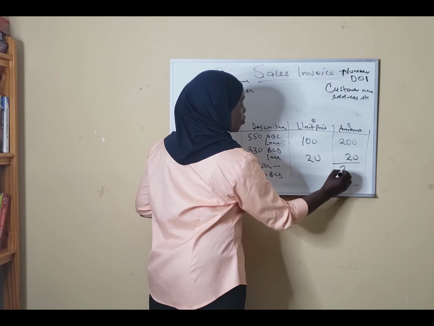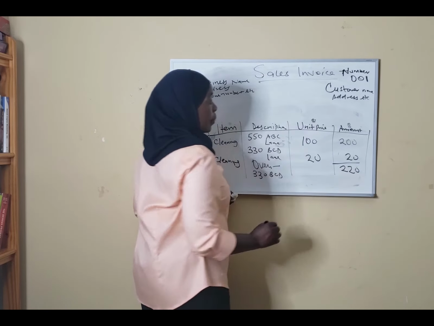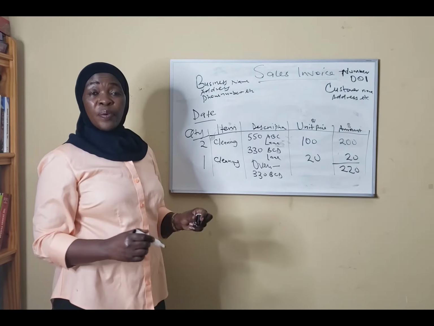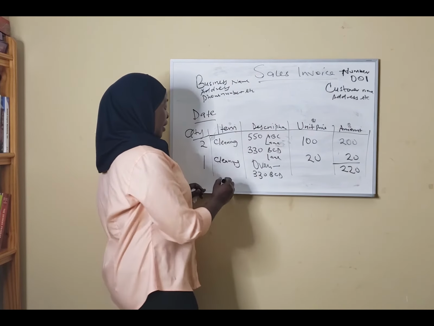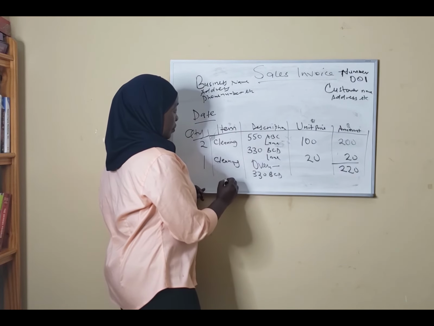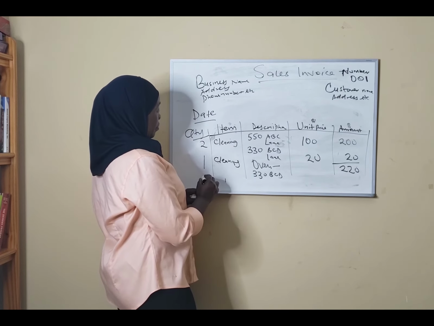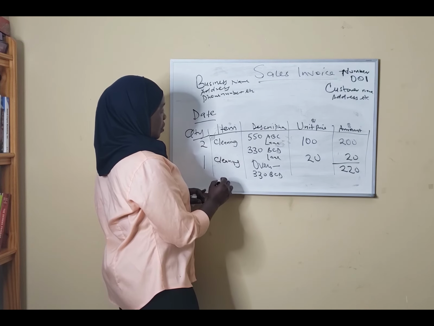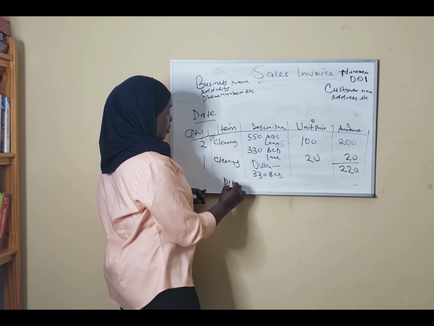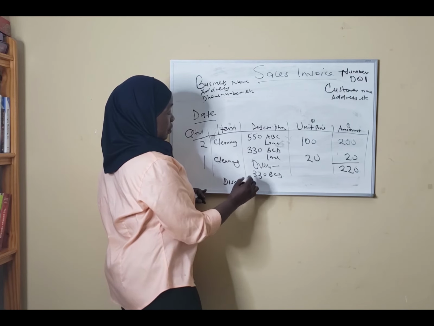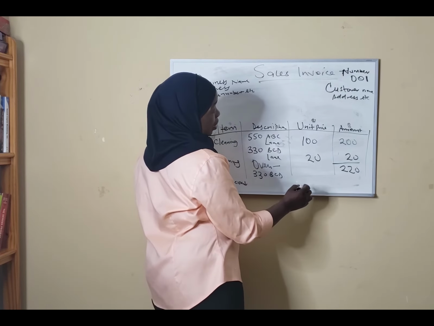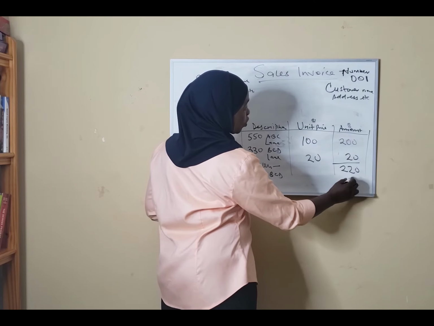So that's 220. I tend to give coupons, like I could say discount, item, discount, maybe 20.